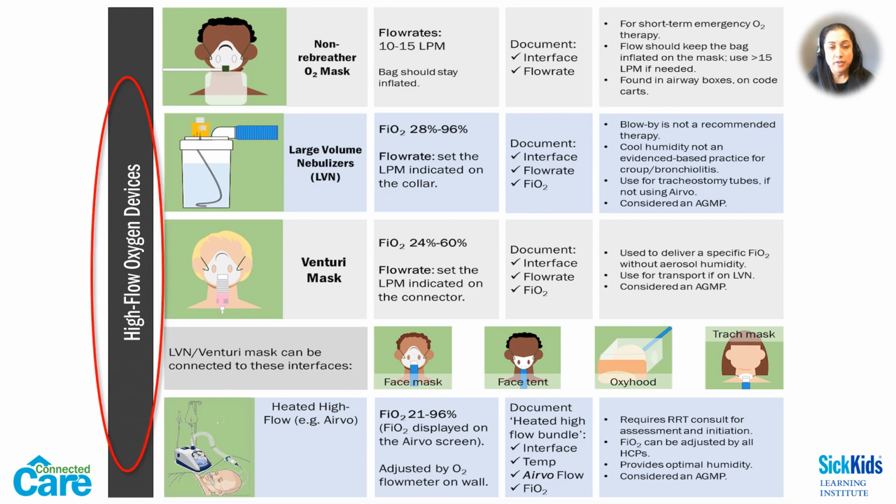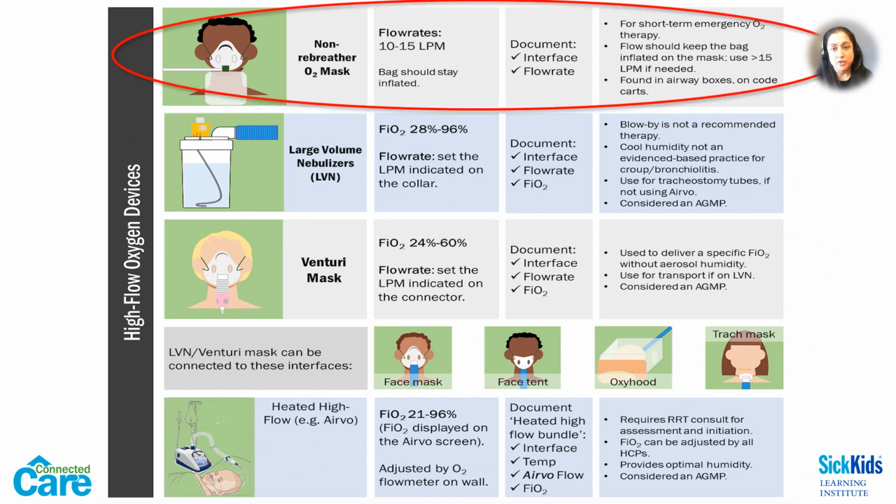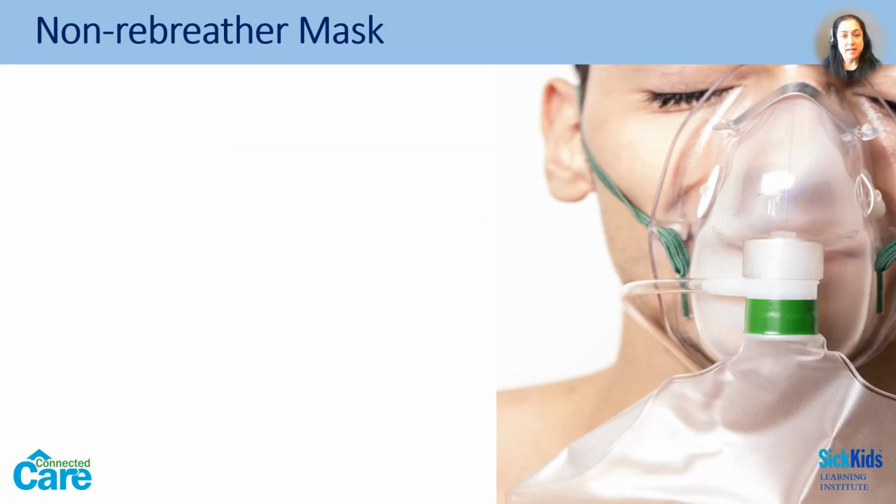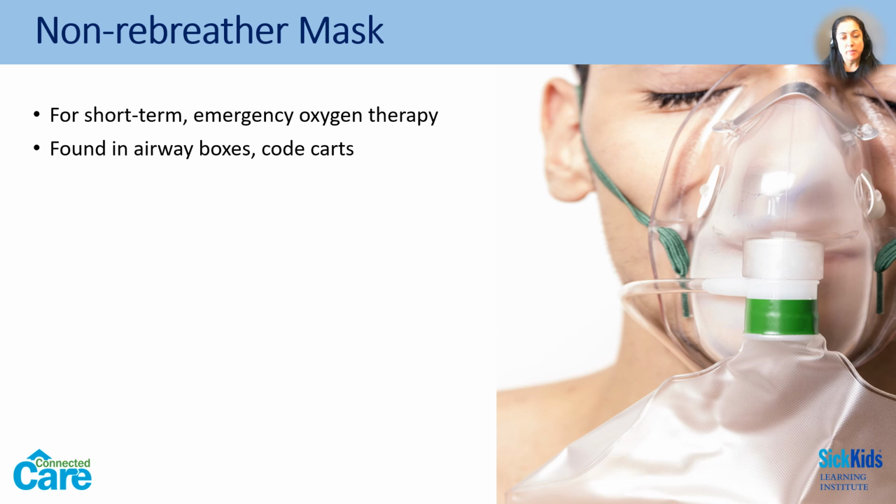Now let's move on to high flow oxygen devices. The first type of high flow oxygen device on the list is a non-rebreather mask. A non-rebreather mask is one that has a reservoir bag attached. It's used for short-term emergency oxygen and often found in airway boxes and or code carts.